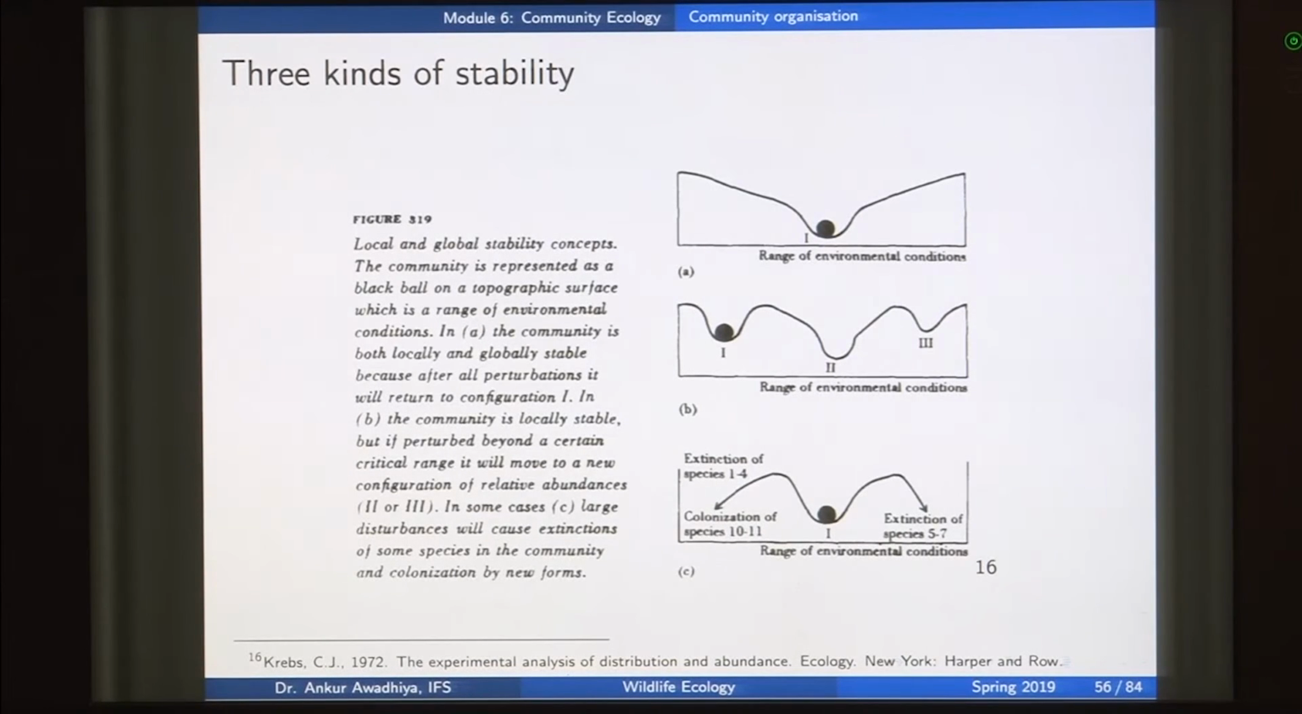Now, in the case of a local stability, if there are small changes, the community will be able to bring things back to the normal. But if there are larger changes in the community, then the community will change and maybe become a very different community. And a good example is when we are talking about successions.